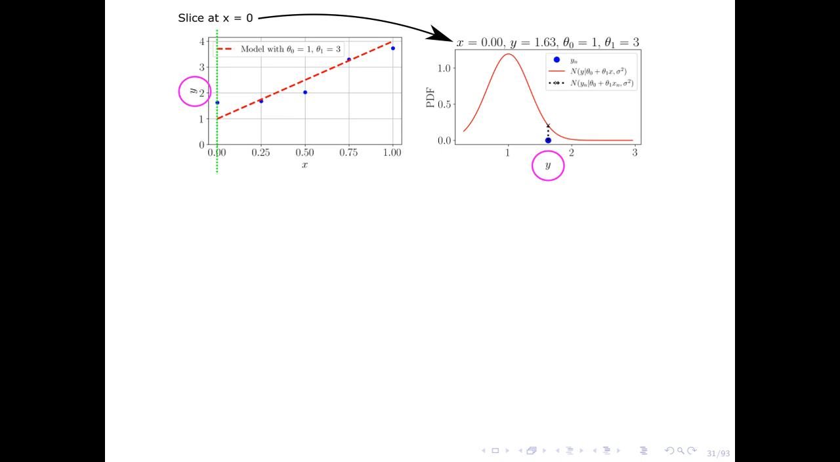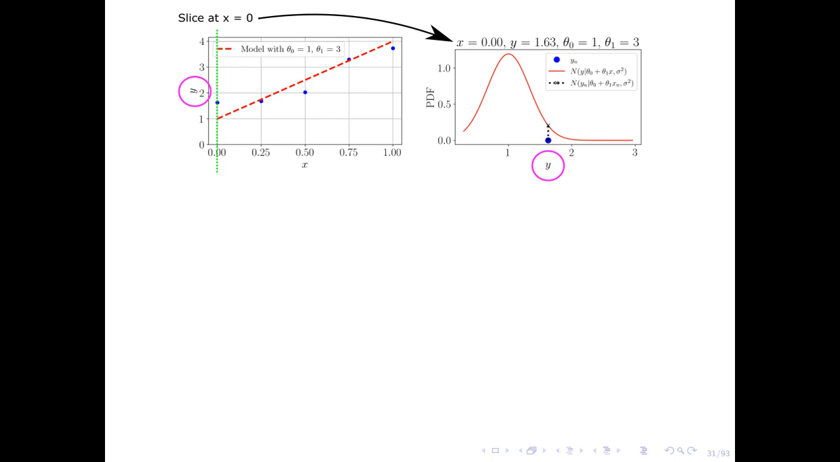Okay, so we have one data point at x equal to 0. Our model predicts this line here if we make theta 0 equal to 1 and theta 1 equal to 3. So it predicts that line. We observe this point here. If we repeated the experiment, the point would be at a different place. But we observe that point there.